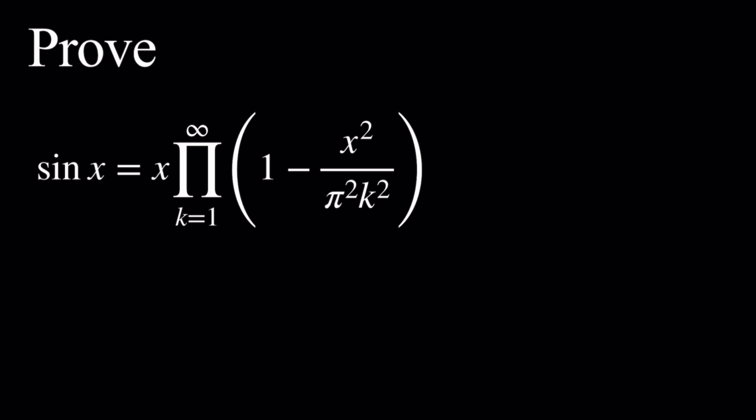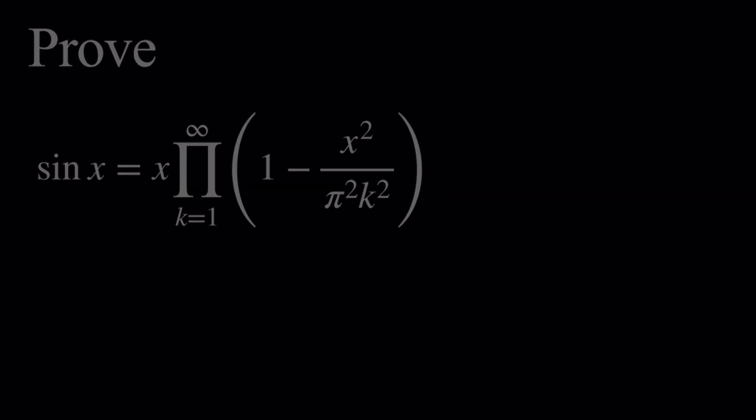Hello everyone and welcome. In this video we're going to prove the following identity. Sine of x equals x times the product as k goes from 1 to infinity of 1 minus x squared over pi squared times k squared. Now this identity was first stated by Euler while he was proving the Basel problem. But there was no rigorous proof about it. So now we're going to assume the following identity.